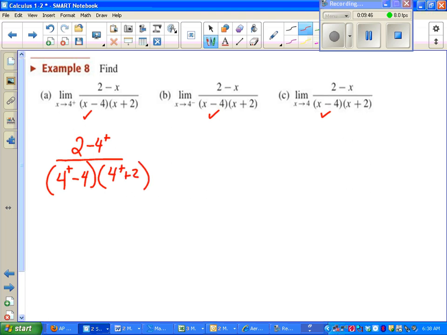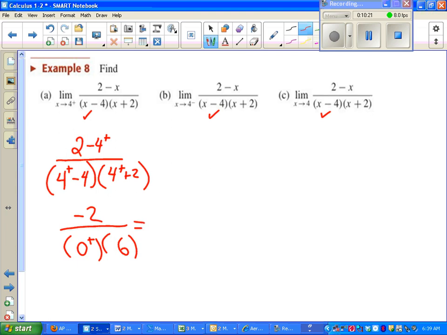The only place this from the right part really matters is when we're close to 0. 2 minus 4 from the right is going to still be negative 2. It's going to be real close to negative 2. 4 from the right plus 2 is still going to be 6. It's really that 4 from the right minus 4 that matters. You should be thinking of a number slightly bigger than 4 minus 4. It's going to give you a number close to 0, but what's important is to realize that number is close to 0 and positive.